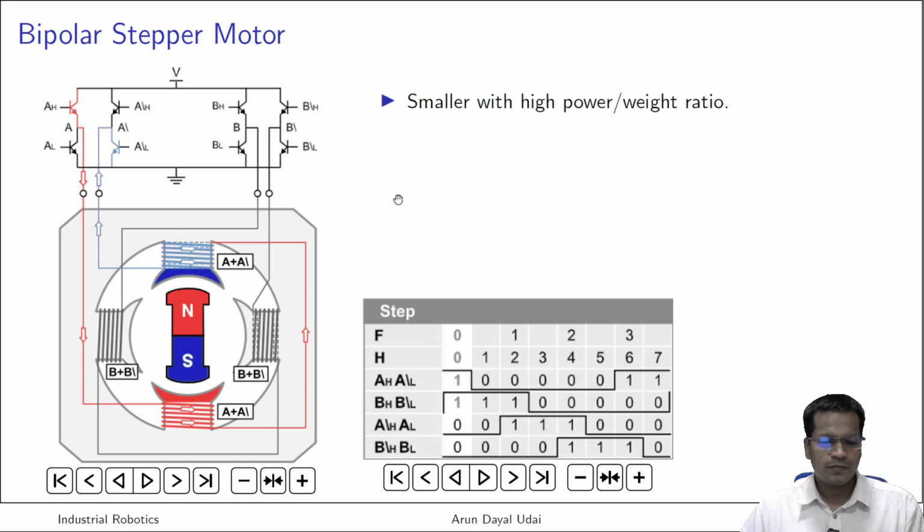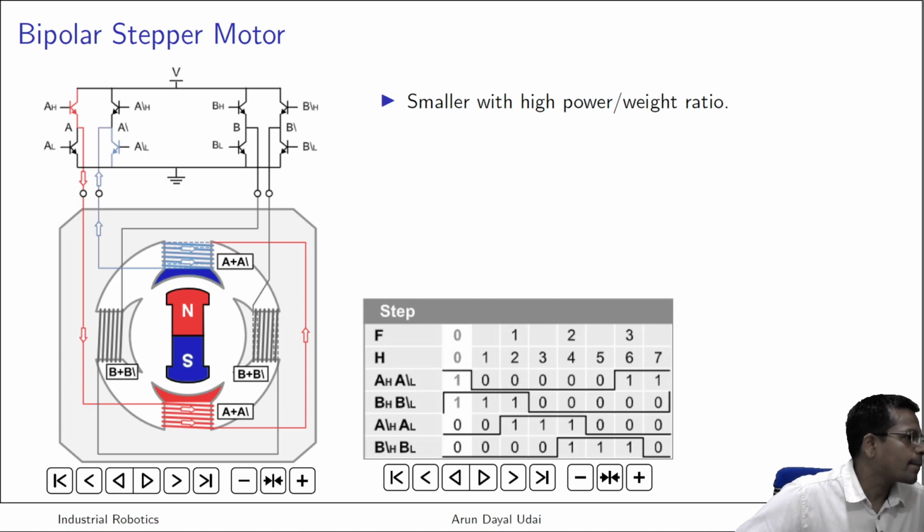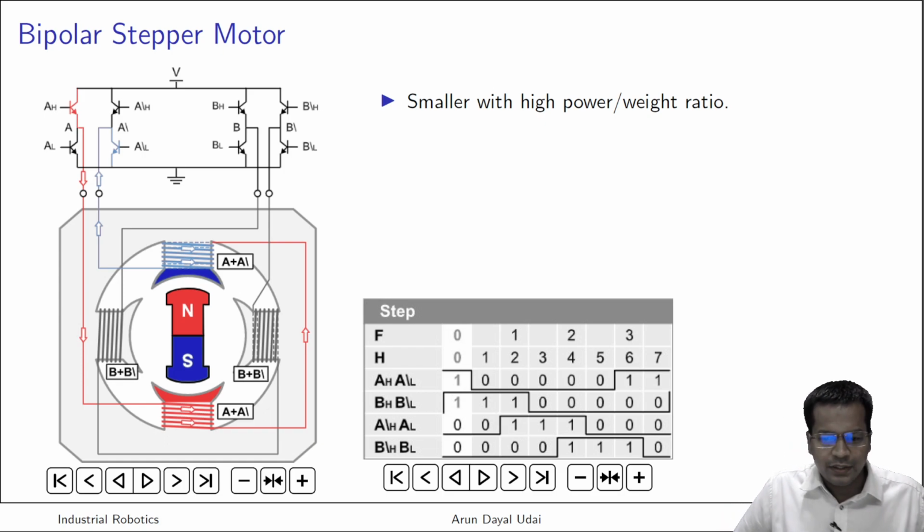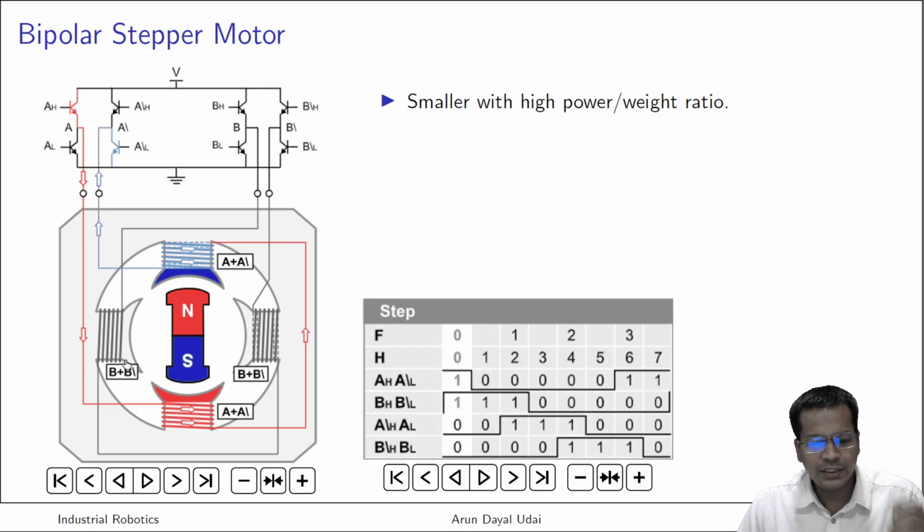Okay, so there are no idle coils. That is what makes this a little more powerful. With the same current, because it has more coils in each individual pole, it will create more torque per pole because there is no dummy coil. That is why they are smaller and compact in size with a high power to weight ratio. With the same weight of motor, if you have unipolar and bipolar, this will create more torque, that is power, which is coming as output.